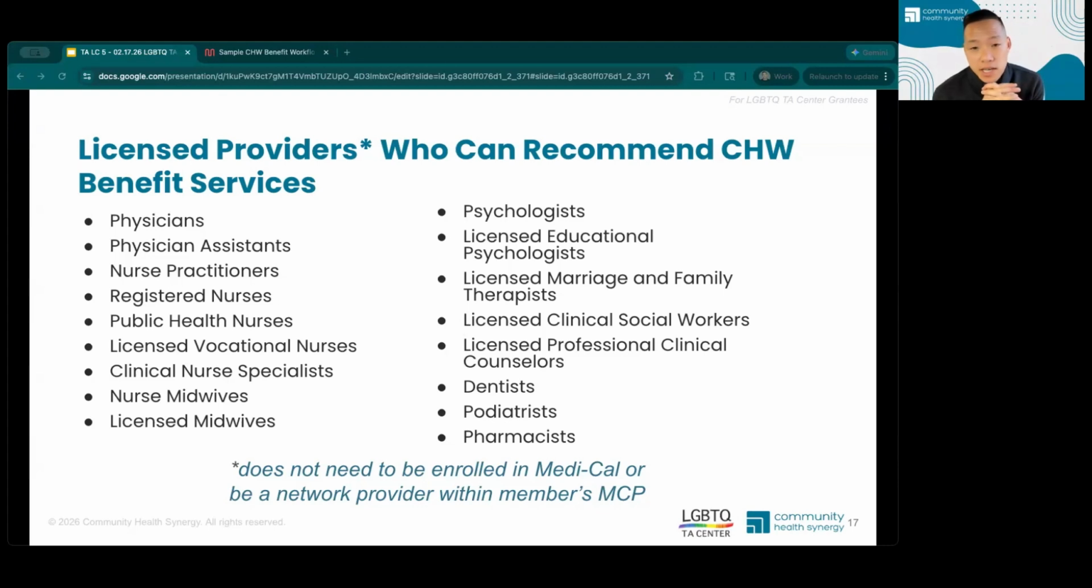She does not have to be affiliated. So even if she doesn't have any kind of affiliation or contract with, let's say, Health Plan of San Joaquin, she can still use her NPI number along with ours as the provider that oversees this kind of stuff. Yep. Oh, okay, great. Yeah, the managed care plan, they don't need to be enrolled in Medi-Cal. They don't need to be a network provider within the member's managed care plan. So there's flexibility there.